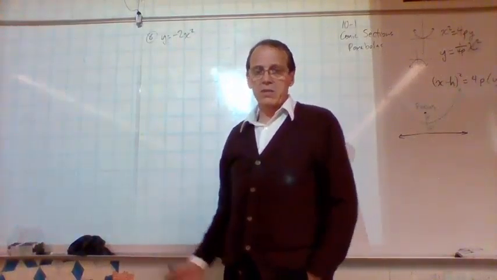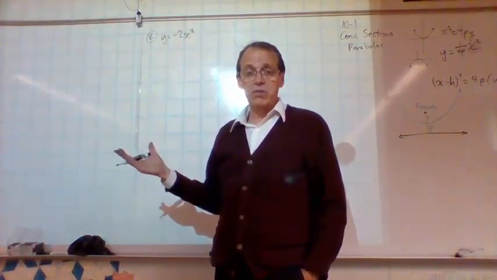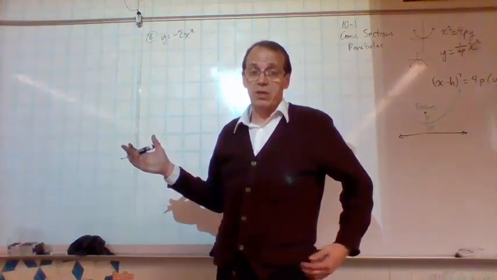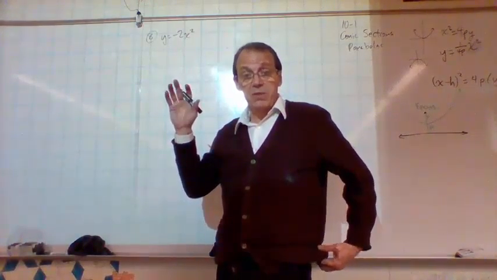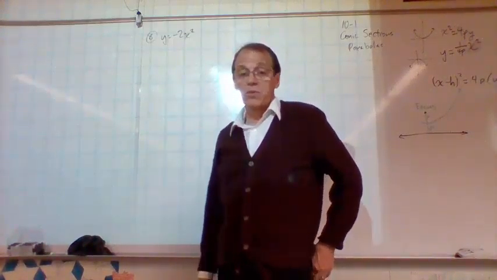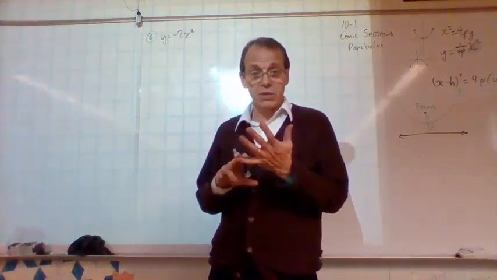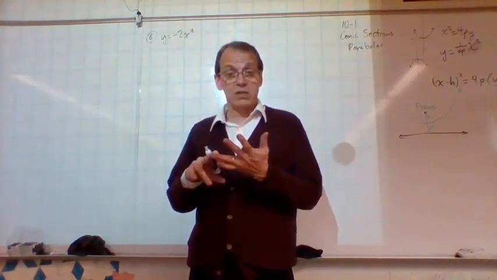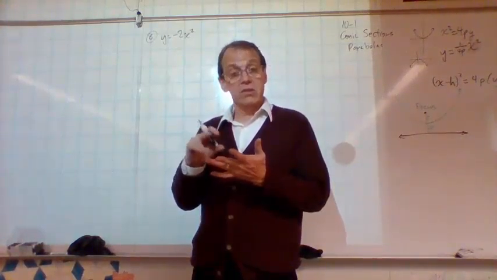Okay, your assignment is going to involve odd numbered problems, so that you can check your work in the back of the book. But we're going to do a couple of even numbers as examples. Number 8 says y equals negative 2x squared. Now you're asked to identify the focus, the directrix, and to sketch the graph.